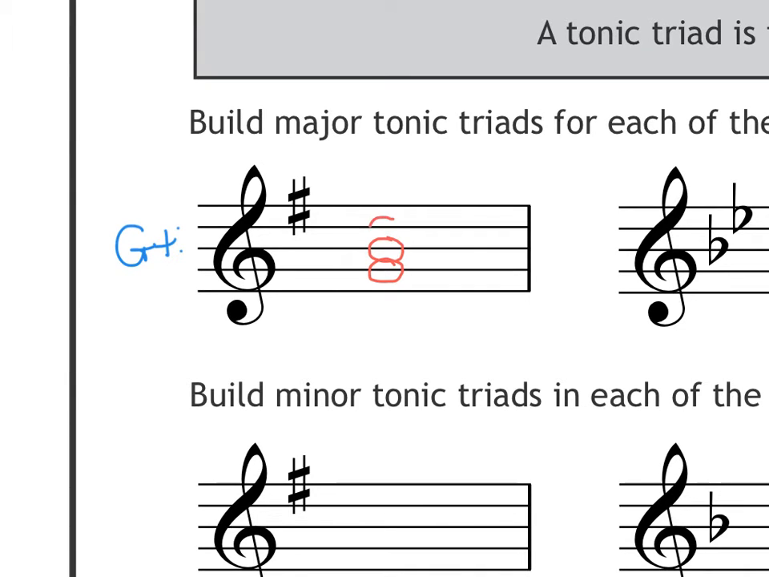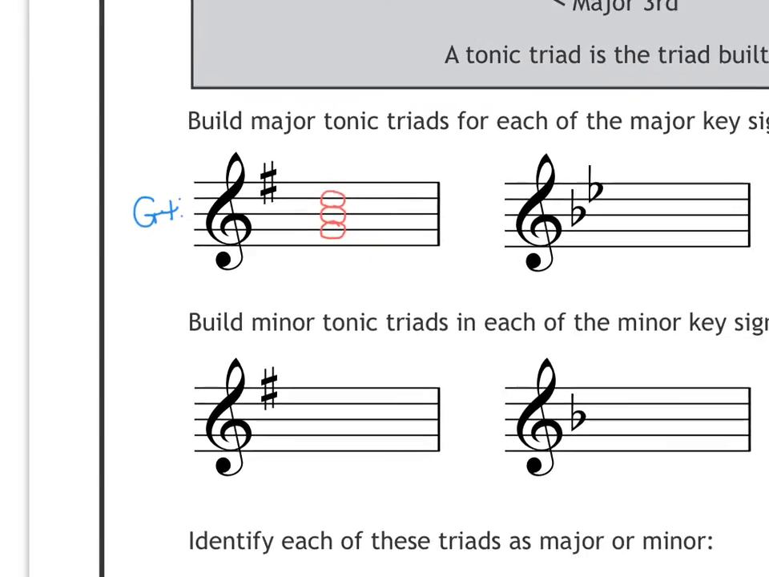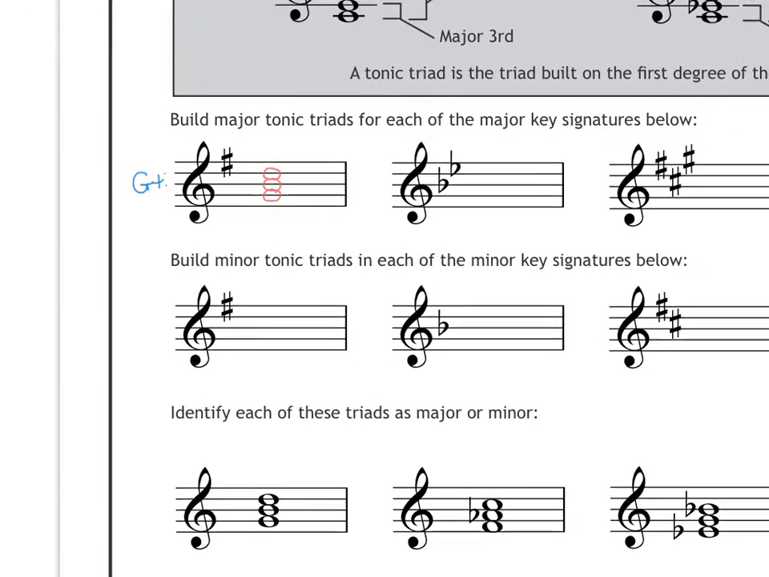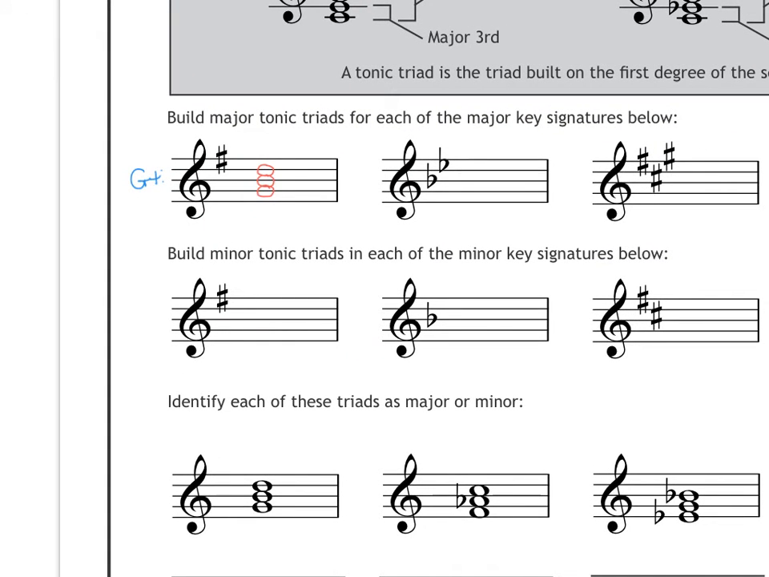There's my major third. There's my perfect fifth. I know that they are major thirds and perfect fifths because a B natural is the kind of B you find in a G major scale. A D natural is the kind of D you find in a G major scale. So that is a major third, that is a perfect fifth. So I have created a major tonic triad on the tonic note.